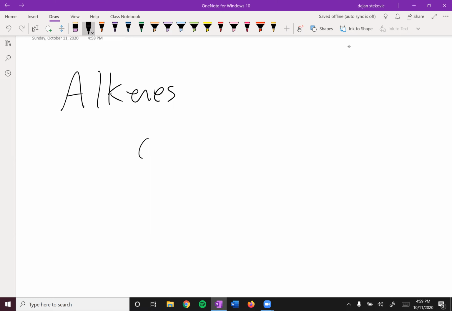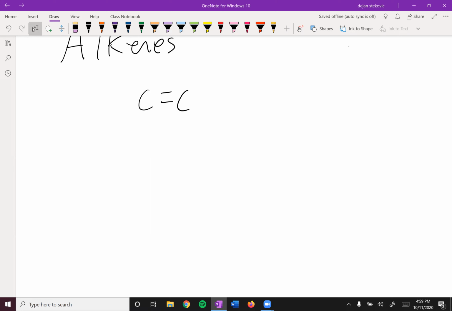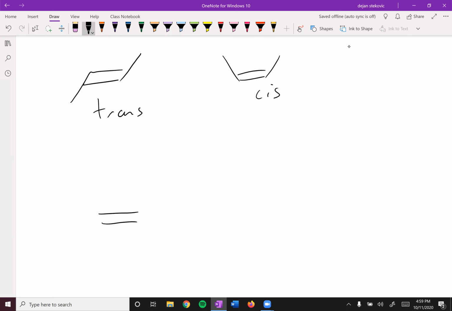All right, so let's go ahead and move on to alkenes. So remember, alkenes are carbon-carbon double bonds, and we've already taken a look at some of the stereochemistry with alkenes. So remember, we had trans when the groups were on opposite sides, and then we had cis when they were on the same side. However, what happens when we have an alkene like this?